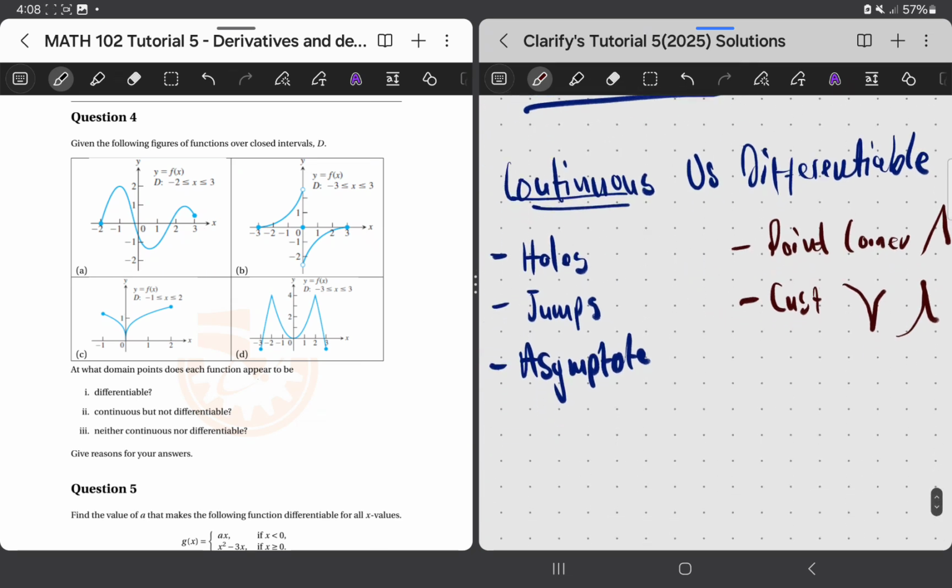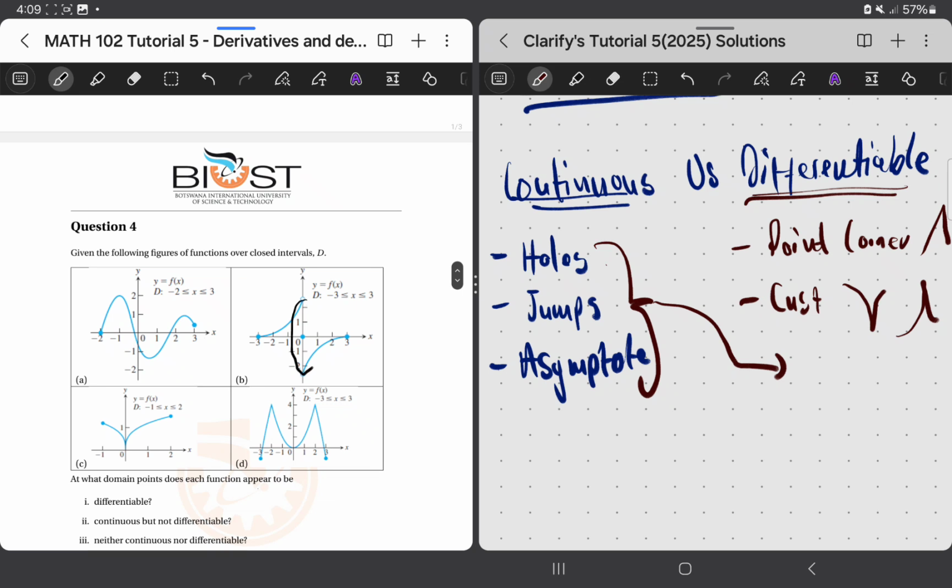Also, if discontinuities are there, then something will also not be differentiable. We can put these three here too, because when something is not continuous at a point, then it can never be differentiable at that point. In other words, how will you find the gradient here? You can't find the gradient there because it's not continuous, so definitely it will not be differentiable. So whenever something is not continuous, it will never be differentiable. But it can be continuous but not differentiable.